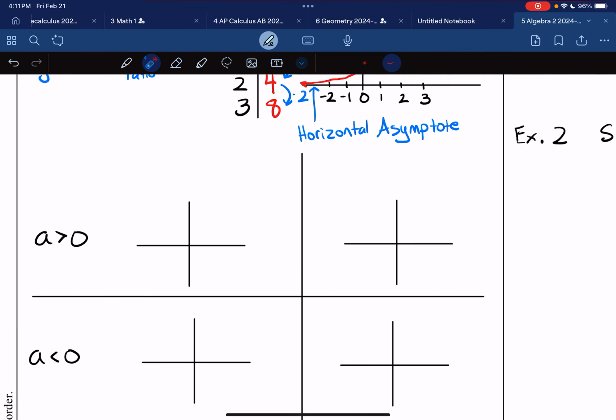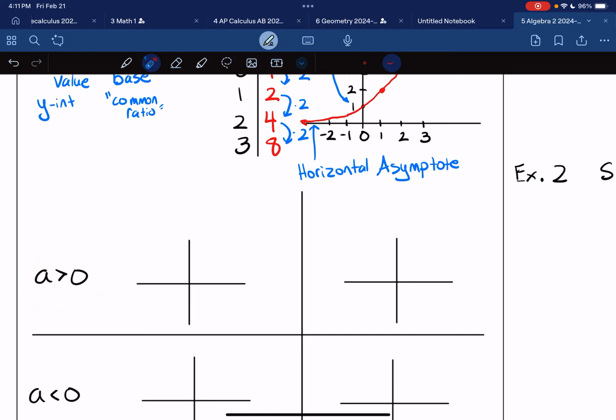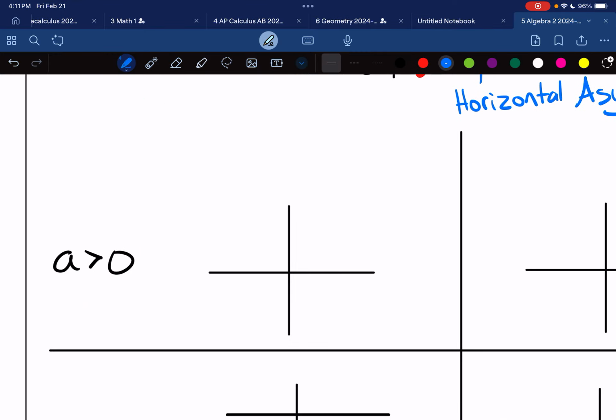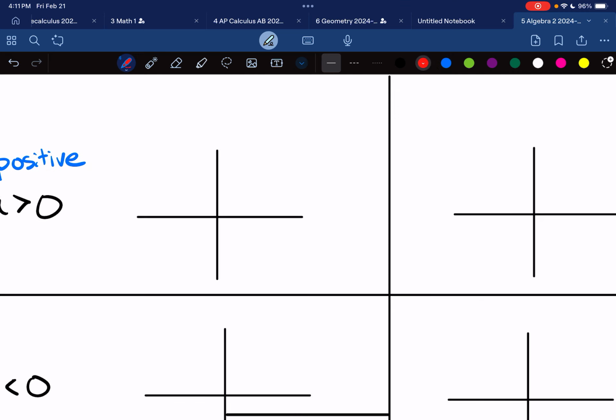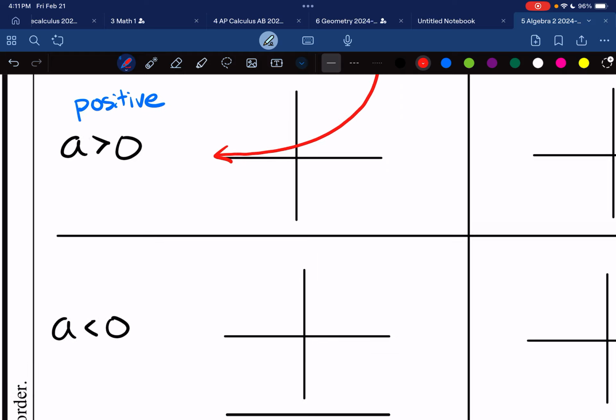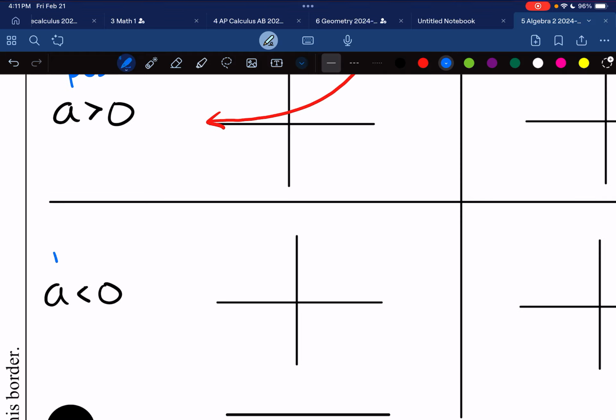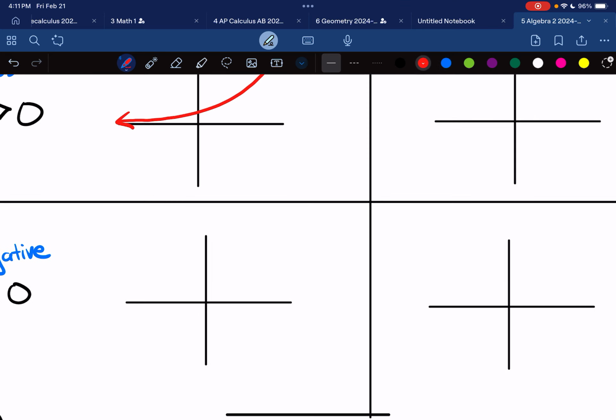Whenever A is greater than 0, which is the way that mathematicians write positive, you have some sort of graph that goes like this. So you have a horizontal asymptote, and then it jumps up like this, and then there's a horizontal asymptote on the right. And if A is negative, which is the same thing as saying A is less than 0, then it jumps to the other side. It jumps on the bottom side, and then it comes down like this.